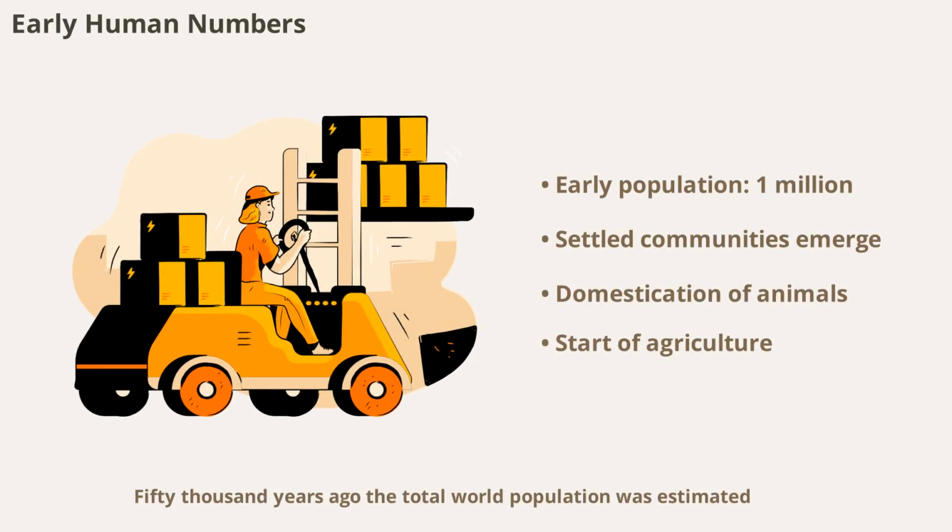50,000 years ago, the total world population was estimated to be around 1 million people. Life was vastly different then. Humans lived in small, scattered groups, relying on hunting and gathering for survival. Over time, as humans learned to settle in communities, build primitive huts and domesticate animals, their numbers began to grow. The domestication of the dog marked the beginning of a closer relationship with animals, while the discovery of agriculture allowed people to sow crops and store food, laying the foundation for population growth.